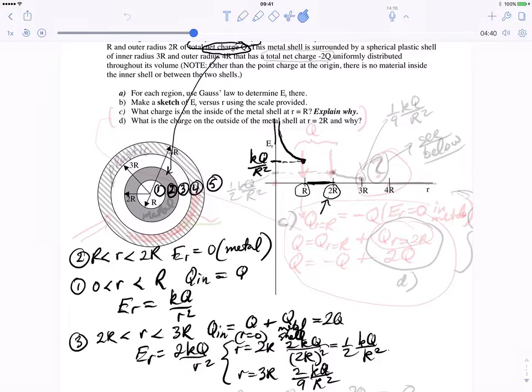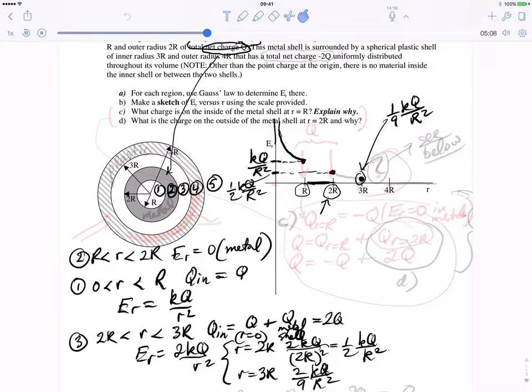So that's easy enough. 1/4 would be half what it was before inside of the metal shell, and then it goes down to something almost about half that. So I'm going to put here, that'll be 1/2 kQ over R squared. The other one, I'm just going to write it up here. I'm going to write 2/9, because there's no room on the vertical axis there.